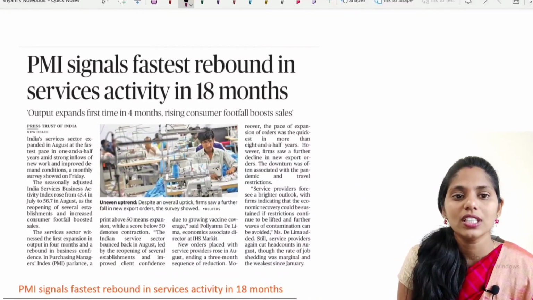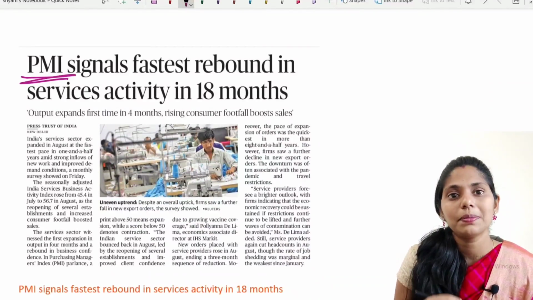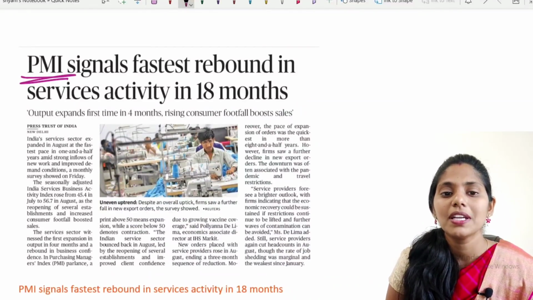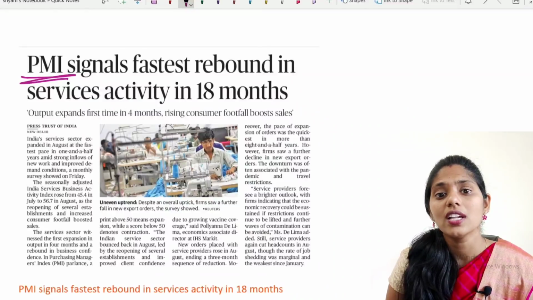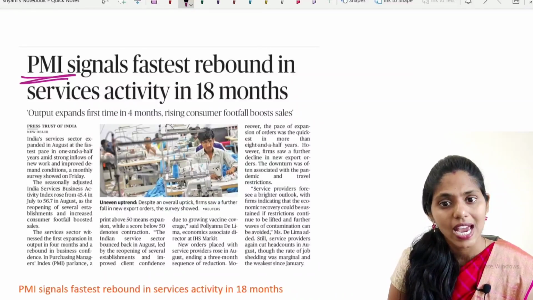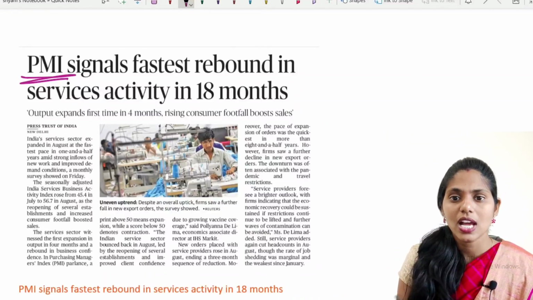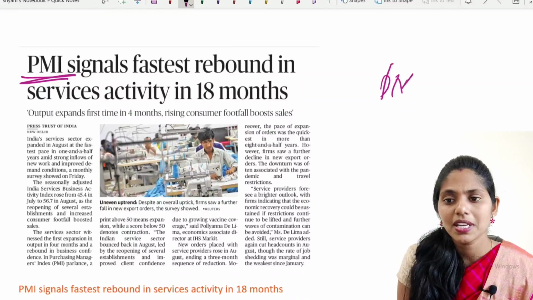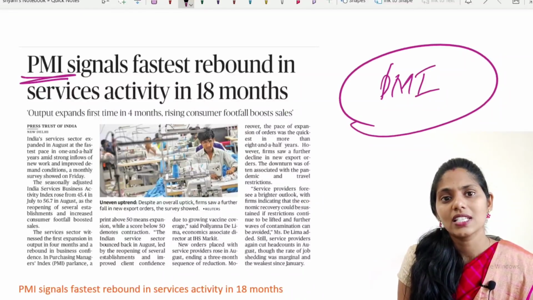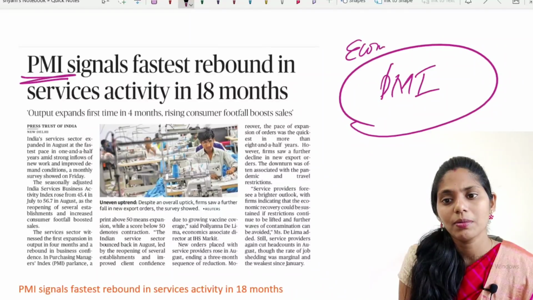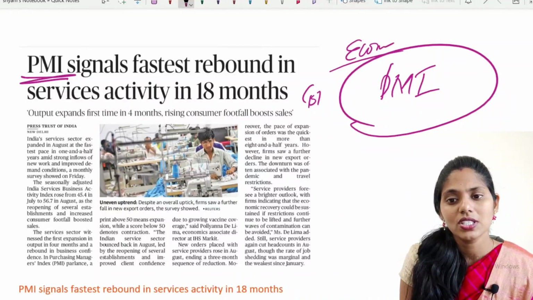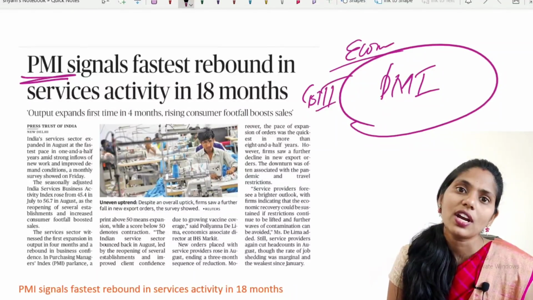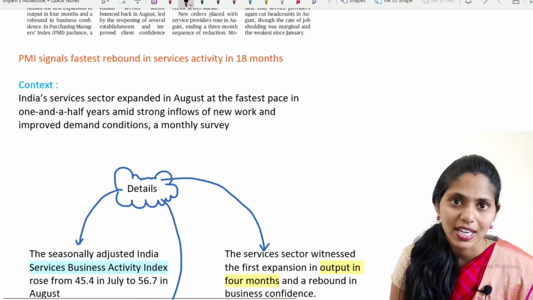And now let us see the next topic. The title says: PMI, Purchasing Managers' Index, signals fastest rebound in service activity in 18 months. So this article is mainly talking about the Purchasing Managers' Index. This article will be important from our economy point of view, which comes under GS paper 3. So now let us talk about this topic in great detail.